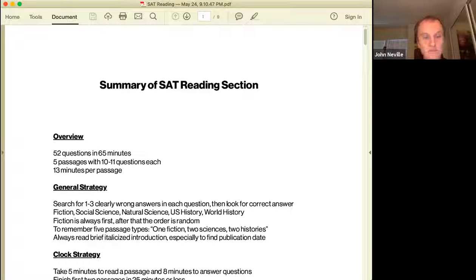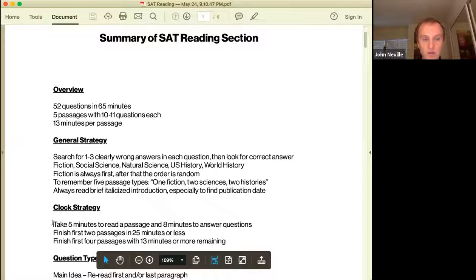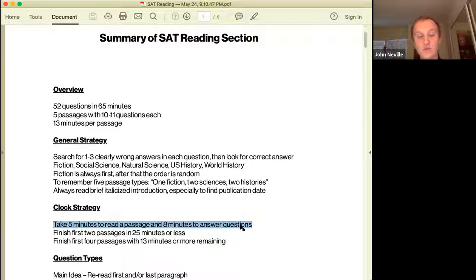So as you can see, it's 13 minutes per passage. Right here under clock strategy, I talk about how you want to read the passage in about 5 minutes. A lot of students will read it in maybe 4. Some students will read it in maybe 6, but you don't really want to take more than, I would say, 5 to 6 minutes. Usually 5 is a good average, if not maybe a little bit less. And then that gives you more time to answer the questions. So you're going to be spending, in general, more time answering the questions than you are reading the passage.